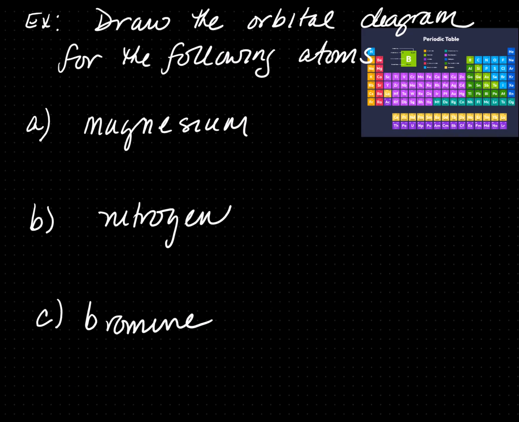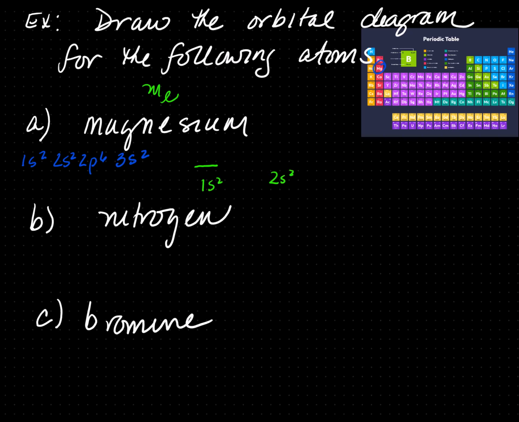In the following examples, you're going to draw the orbital diagrams for the following atoms. In order to draw the orbital diagrams, we need to write the electron configuration. Magnesium is located right here. The electron configuration is 1s2, 2s2, 2p6, 3s2. So my orbital diagrams are going to be represented by a line. You can use boxes, it just takes longer to draw.